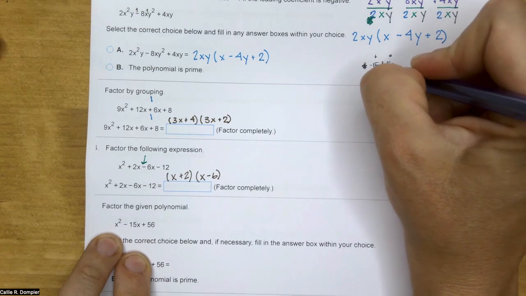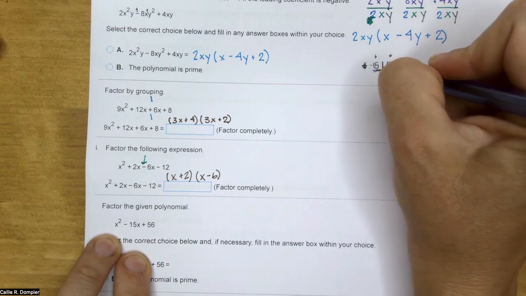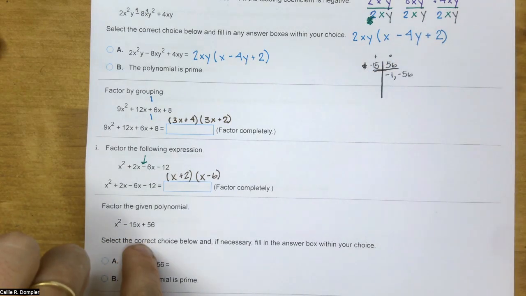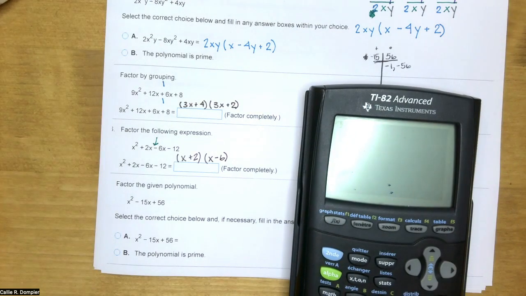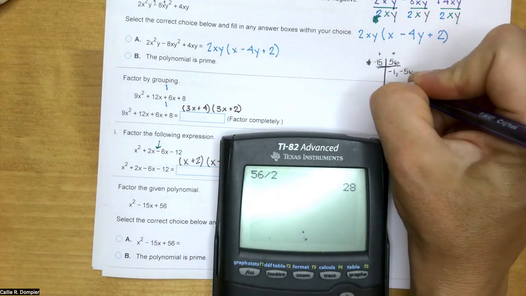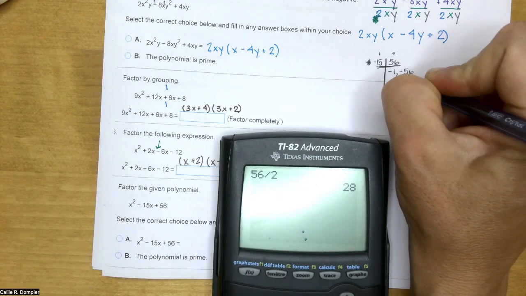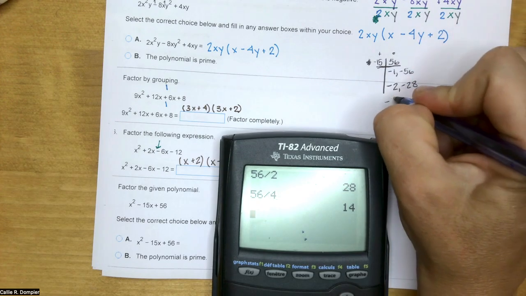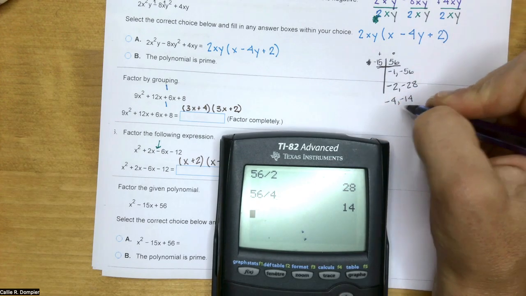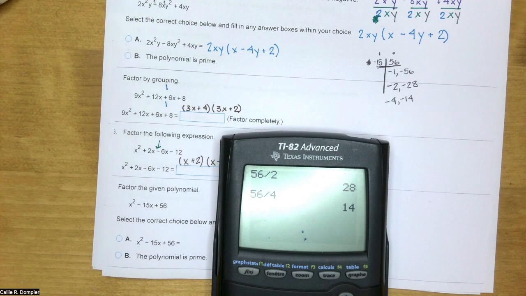So negative 1, negative 56. And what you can do with your calculator is just take 56 and divide it by 2. We get 28. So negative 2 and negative 28. If I add them, are they going to equal negative 15? They are not. 56 doesn't divide by 3. 4 gives negative 4 and negative 14. Would those add up to negative 15? No, but we're getting closer, right?